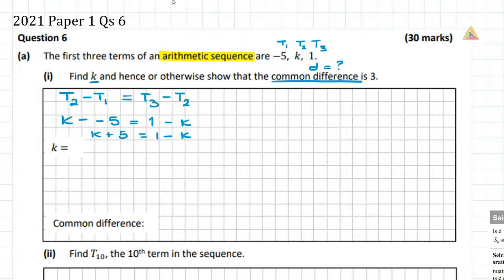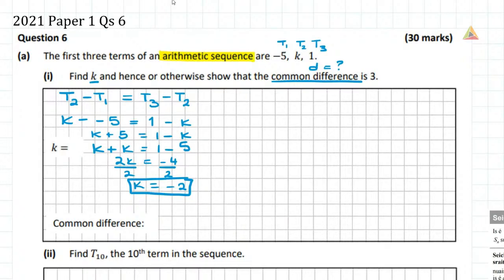And I'm going to rearrange this to get K's on one side and numbers on the other. So I'm going to add K to both sides and I'm going to subtract 5 from both sides. And that gives me 2K is equal to minus 4. And I'll divide both sides by 2 and I get that K is equal to minus 2. So that's my first part of my answer done.